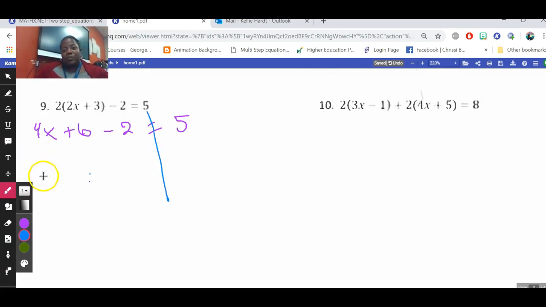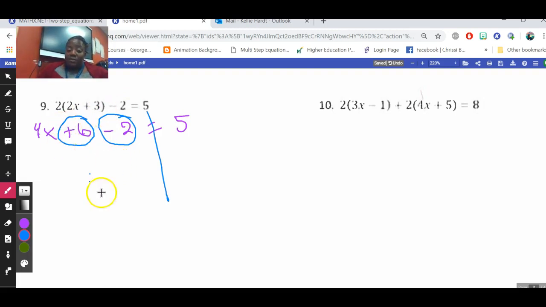This one's interesting because we do have like terms, but they're like terms without the x. See, there's only one x in this equation, with the 2 times 2 being 4x. But what I do have that are like terms are these constants. I have a plus 6 and a negative 2. So I'm going to combine those like terms. Why are they alike? These are numbers that do not have a variable with them, don't have a letter with them, but you're still going to combine them. So I have 6 plus negative 2.